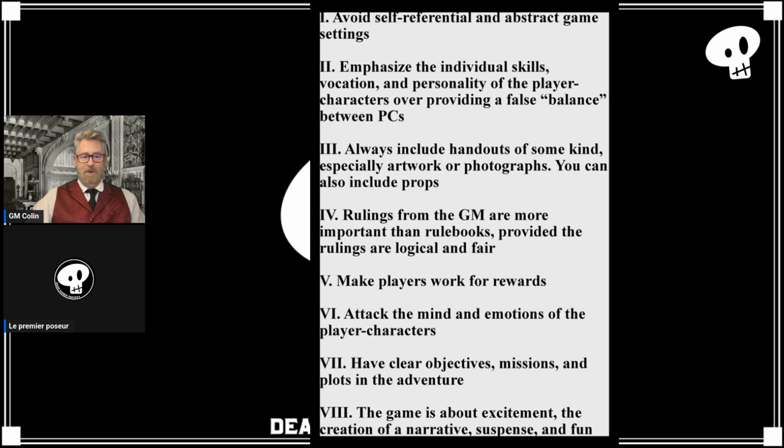So, point 2. Emphasize the individual skills, vocation, and personality of the player characters over providing false balance between PCs. If all PCs are the same and they can all do the same stuff, that's not realistic, and it's not challenging at all for the players. Even seemingly weaker PCs in any game system can have some sort of special skill or ability that's critical to ensure success in the adventure or maybe prevent the deaths of his or her teammates.